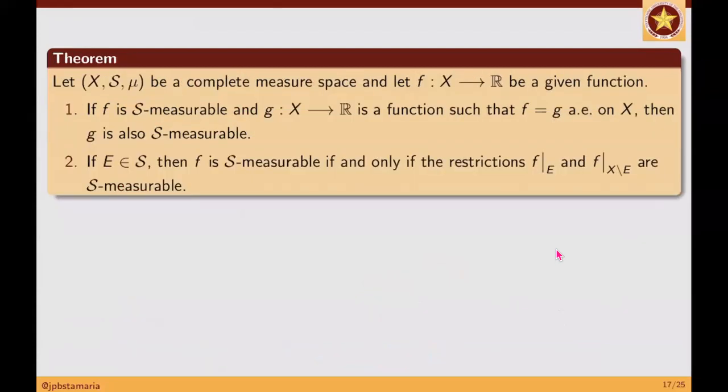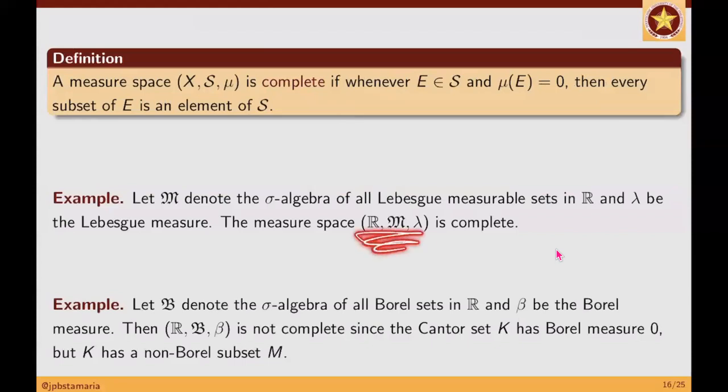The reason why we're talking about complete measure spaces is that there are certain results that need completeness in order to be proven. For example, in this theorem, X is a complete measure space. Completeness is required here for it to hold. Otherwise, it does not. So these two theorems will hold here, but they will not work here.